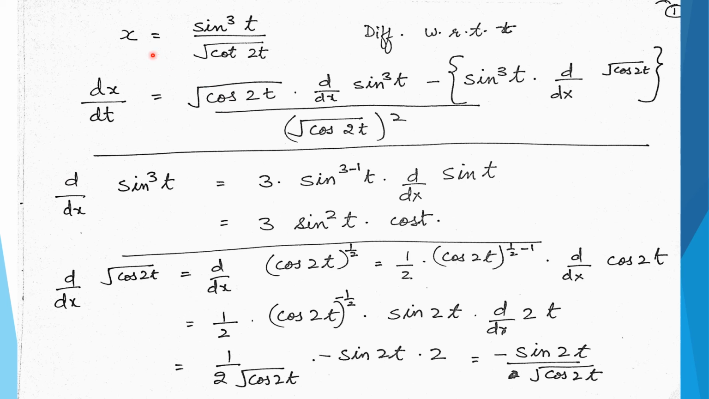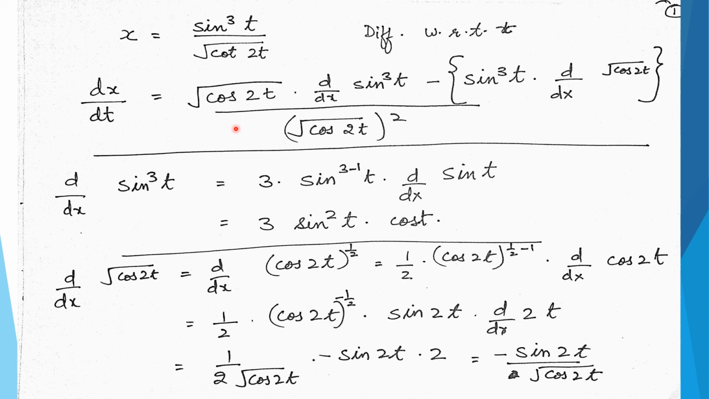Let us begin. Given is x is equal to sine cube t upon root of cos 2t, right? Now differentiate with respect to t. You will be using the u upon v formula, which states that dx by dt will be: take a big bar line, denominator squared, v squared, right? So it will be under root of cos 2t whole square.